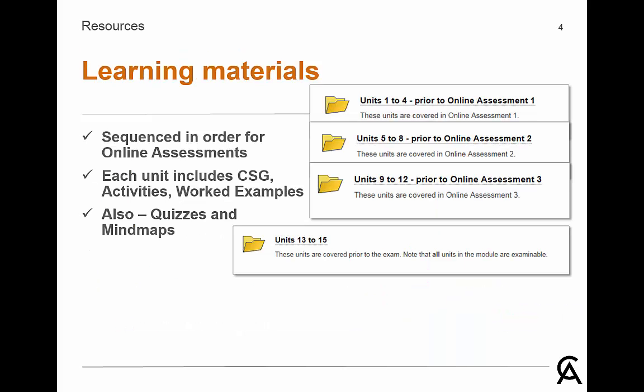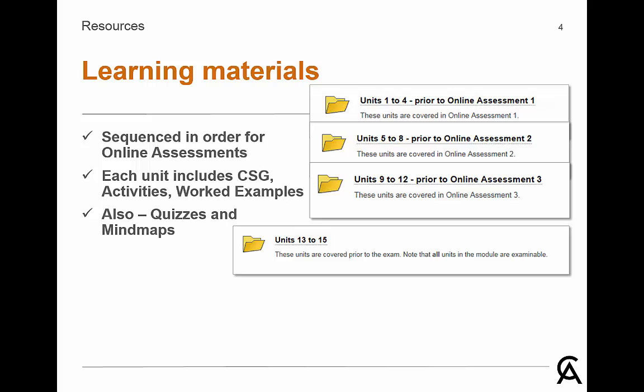Under the learning materials, the units are sequenced into folders and they appear as progression through each online assessment is tested. So units 1 to 4 are grouped together under a folder, and then each unit is separate in that folder, but they're grouped together because those are the 4 units that form the online assessment 1, and 5 to 8 are tested on the online assessment 2. So these are sequenced as they're going to be tested on each of the 3 online assessments.